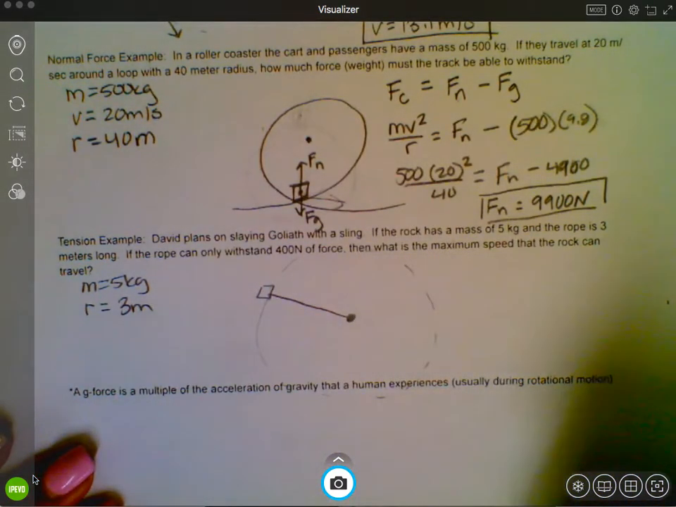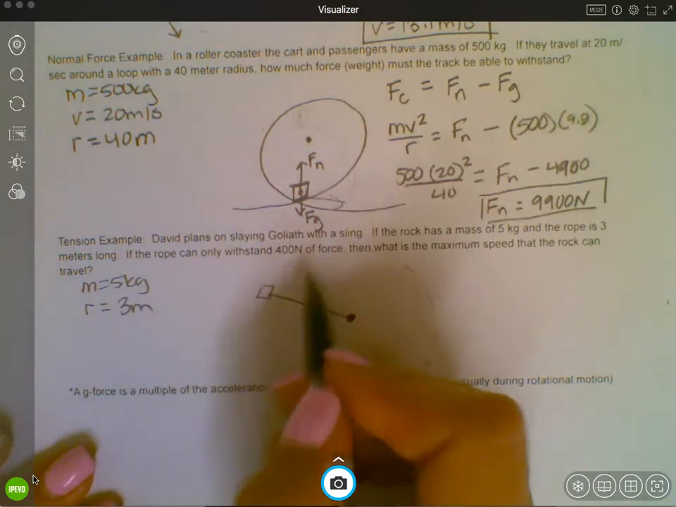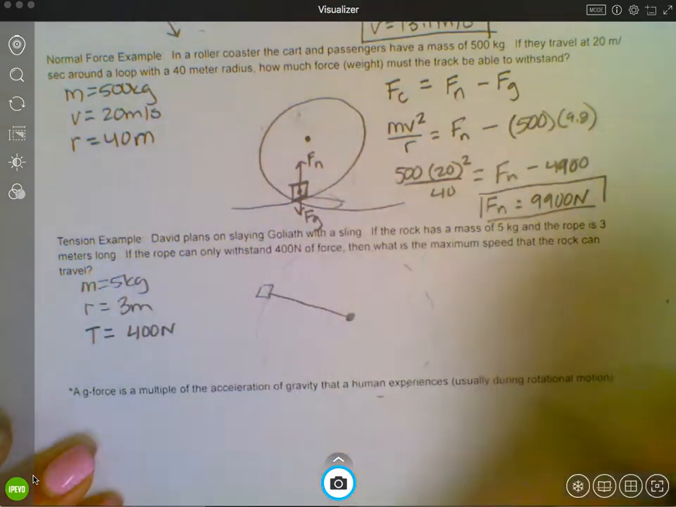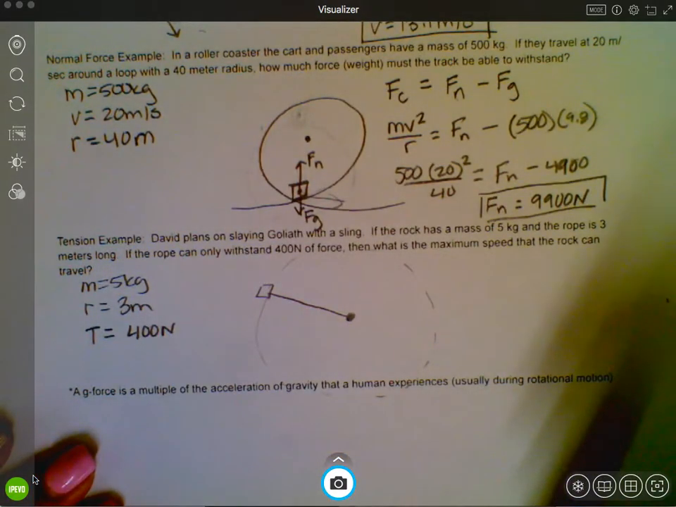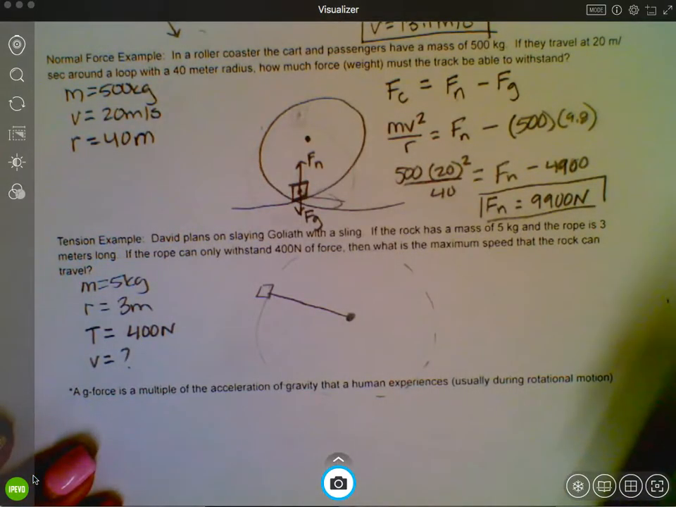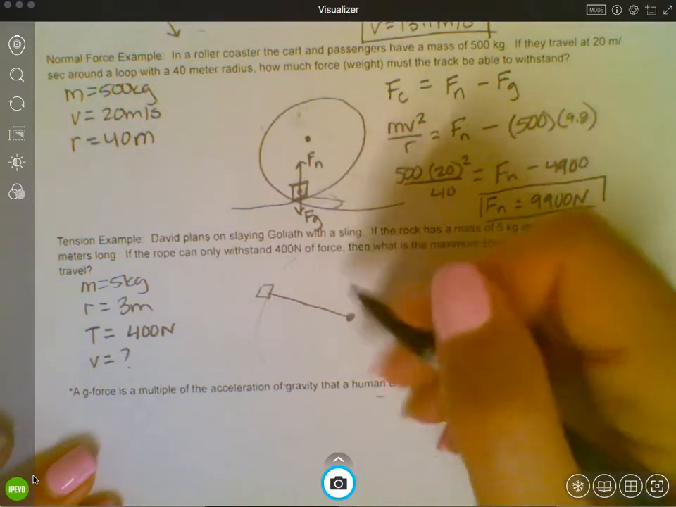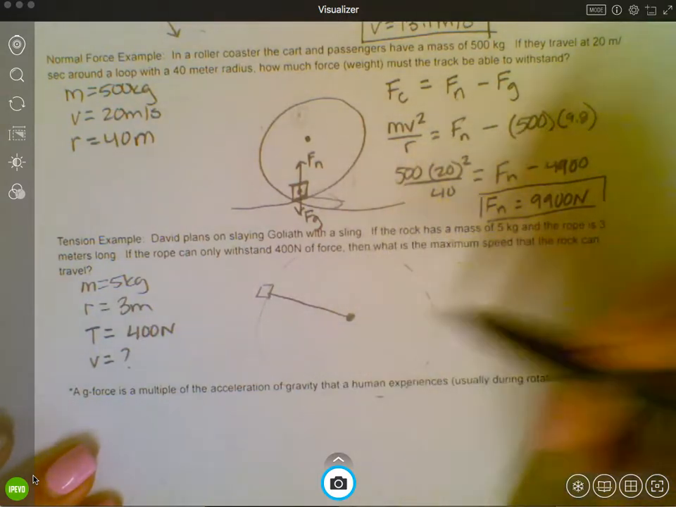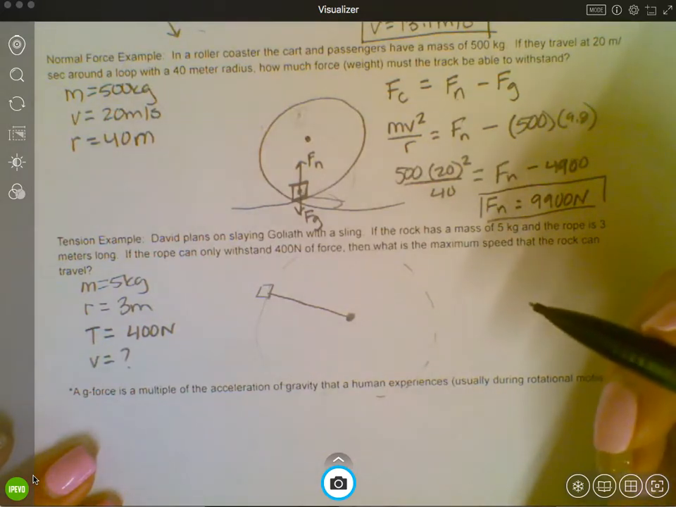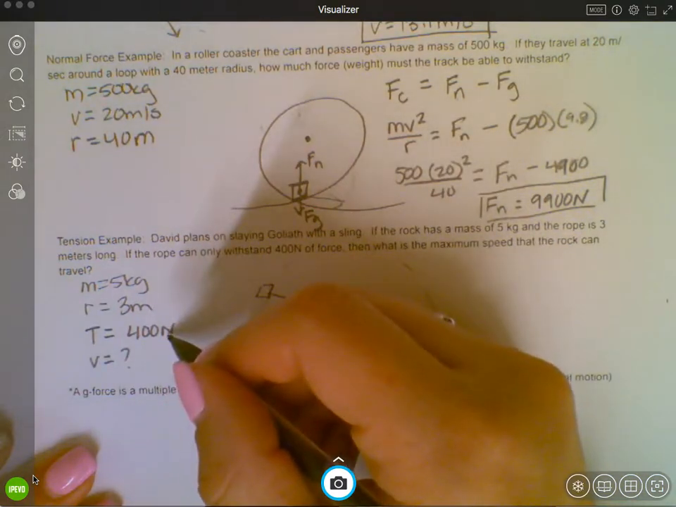like that. If the rope can withstand a 400 newton force, that means the tension in the rope is 400 newtons at its max. Then what is the maximum speed the rock can travel? So how fast can it go around in a circle? You have to think about this. You have to think about the spot in the circle where the tension is going to be the highest, because that's our breaking point. If we pick where it's going to be the lowest, that doesn't help us. The maximum force it can withstand is 400.